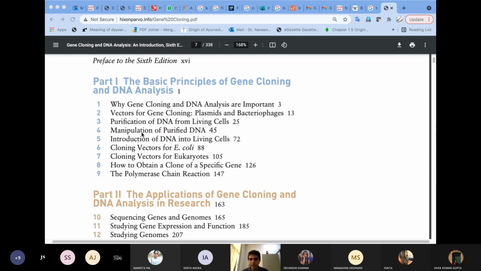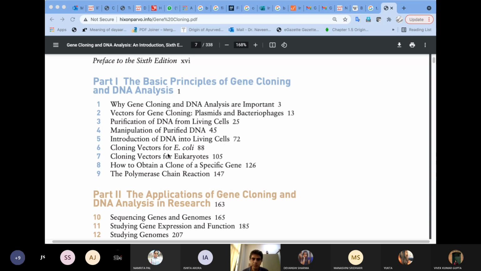Then manipulation of purified DNA. Manipulation means we talk about the enzymes. What different enzymes are there, and how you can modify your DNA, how you can cut it and modify it. You can get information from this chapter. Then introduction of DNA into living cells. This is transformation, also a practical that we are going to talk about.